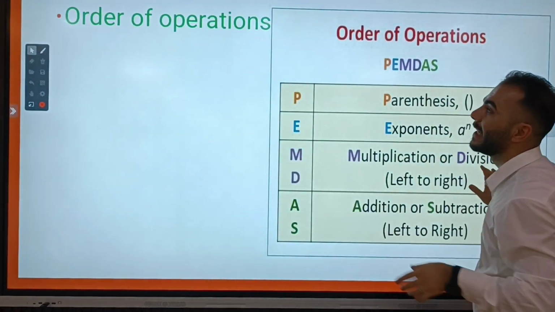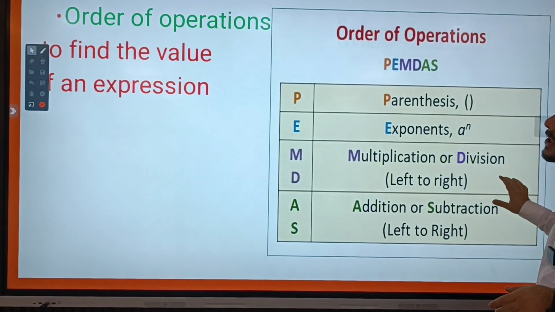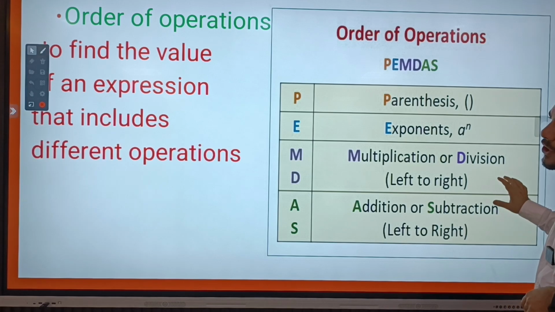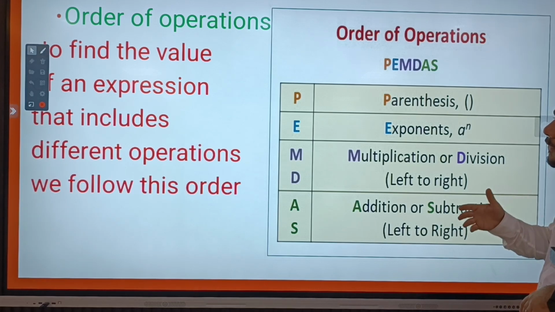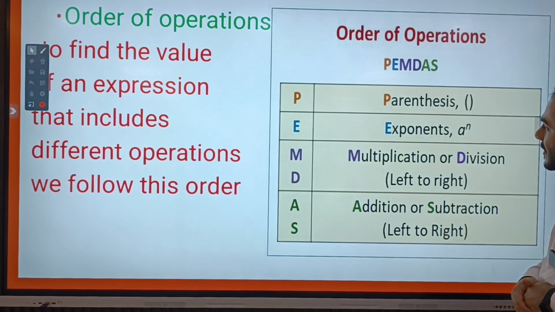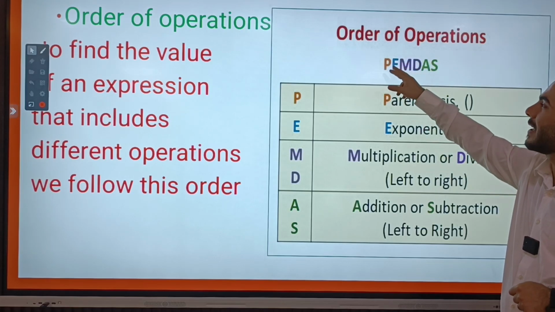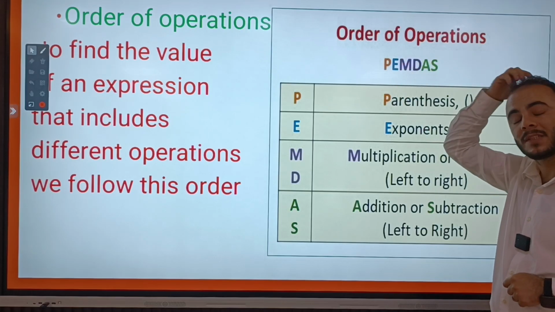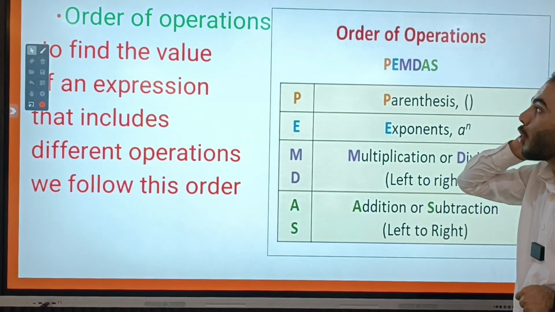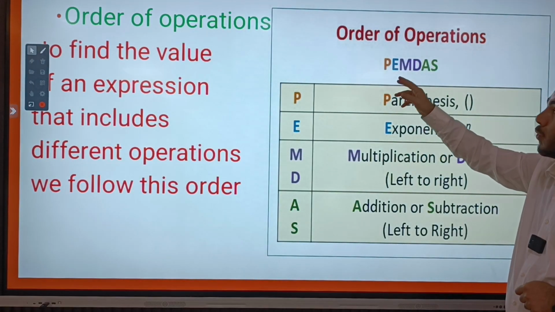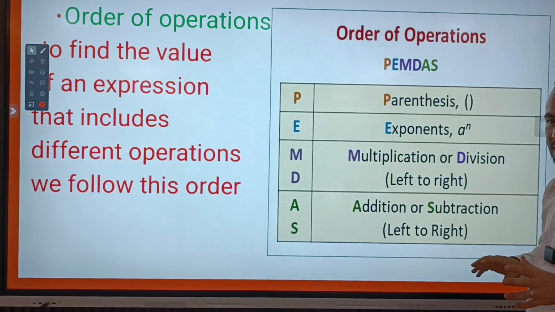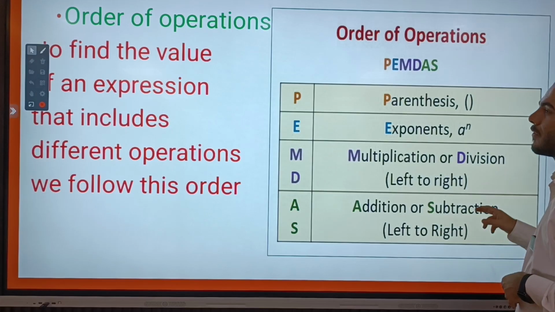So to find the value of an expression that includes different operations, we follow this order: parenthesis, exponent, multiplication and division from left to right, addition and subtraction from left to right. There is also another way, like in some books, some students learn it as BEDMAS. In that case, B stands for bracket, or BODMAS, where O stands for order. In the Cambridge system, they use these kinds of words as well.